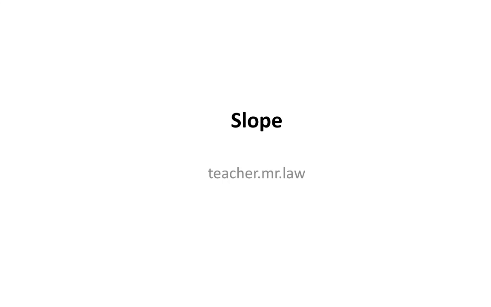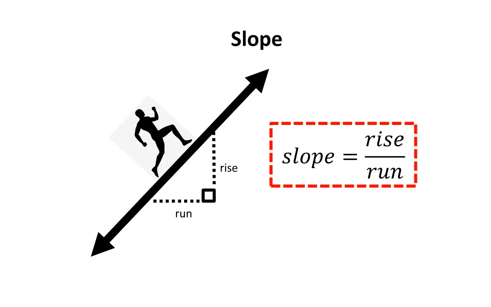In today's lesson, we'll be learning about slope. In a previous lesson, we learned that slope is the same thing as rate of change. However, slope refers to the steepness of a line.